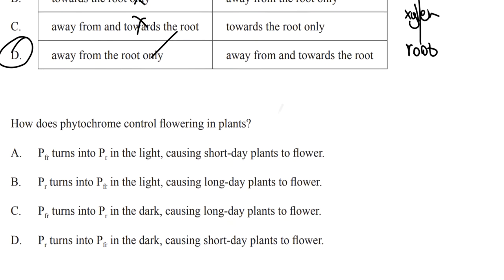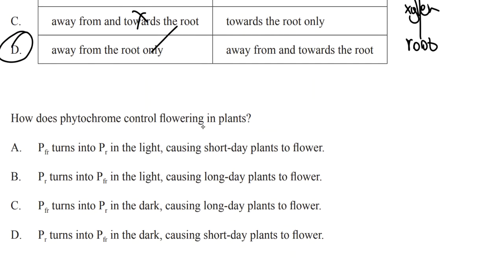How does the phytochrome control flowering in plants? PFR turns to PR in light. No, that's not true. It's always PR to PFR in light. So PR to PFR in light. So this one seems to be correct.